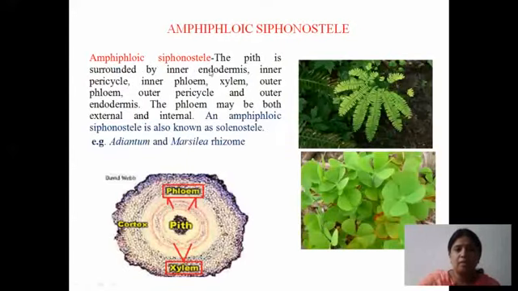Amphiphloic siphonostele. The pith is surrounded by inner endodermis, inner pericycle, inner phloem, xylem, outer phloem, outer pericycle and outer endodermis. The phloem may be both external and internal, and amphiphloic siphonostele is also known as solenostele. The examples of amphiphloic siphonosteles are Adiantum and Marsilea rhizome.